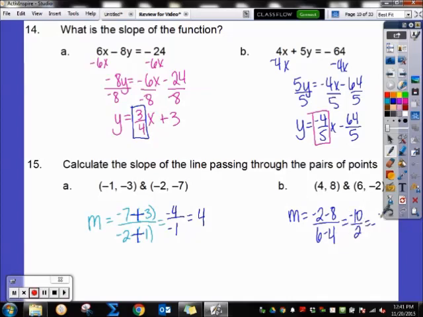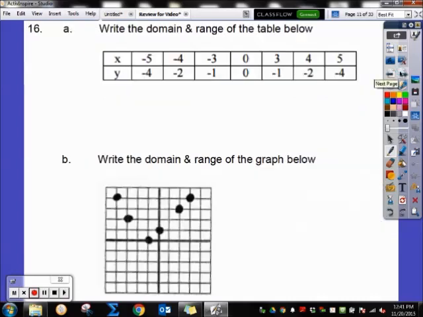So our slope would be -5. 16, write the domain and range of the table below. So in this case, we just need to write our solution set. So our domain would be all the x values, and you just have to list them out.